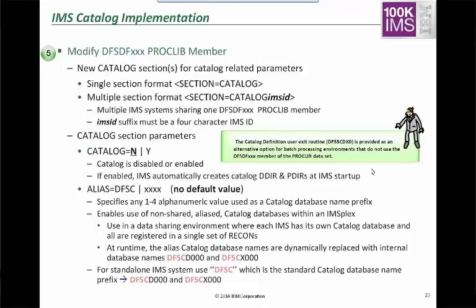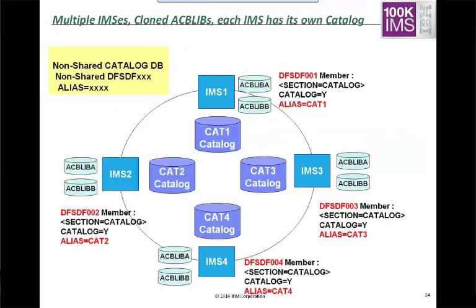So that may not be clear right now, right? So let me show you a picture. A picture always helps. So coming on to the next page. Here it is. Take a look at this. I've got 4 IMS systems: IMS 1, IMS 2, IMS 3, IMS 4, and they're all involved in data sharing, so they're all using one set of recons. But they each have their own separate catalog.